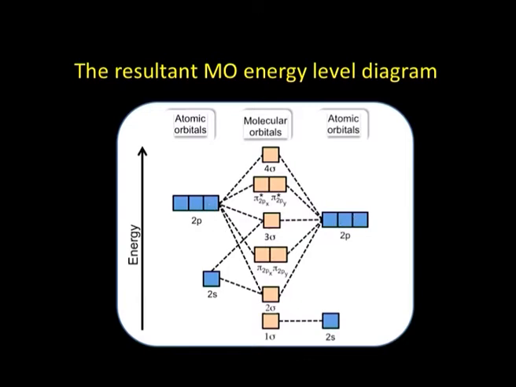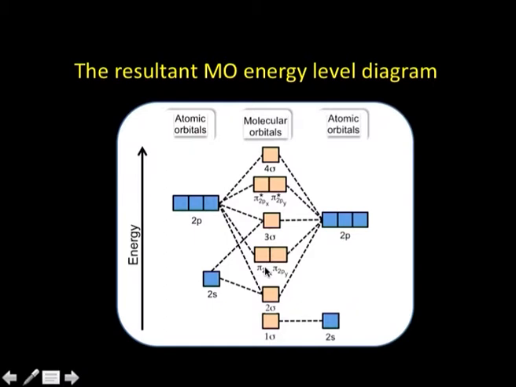We have to take one more note here: this 2 sigma is a bonding molecular orbital, with energy lower than the others. 3 sigma is a non-bonding molecular orbital, with the same energy as that of the 2pz, and 4 sigma is the anti-bonding molecular orbital. That is as regards this combination.